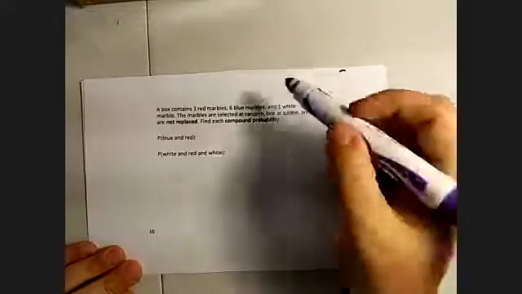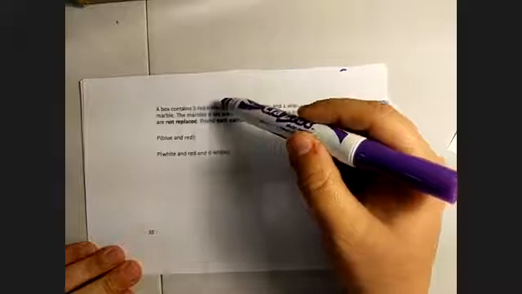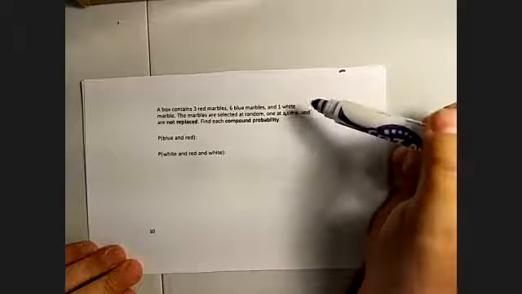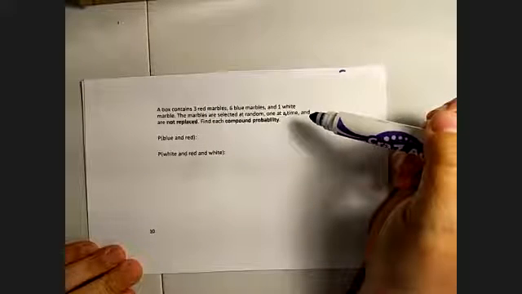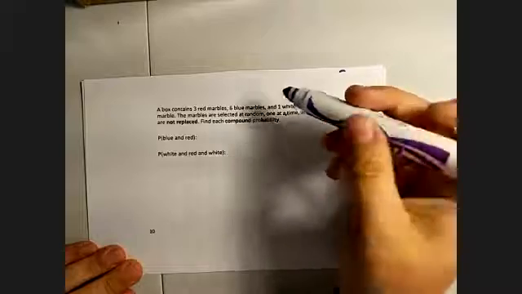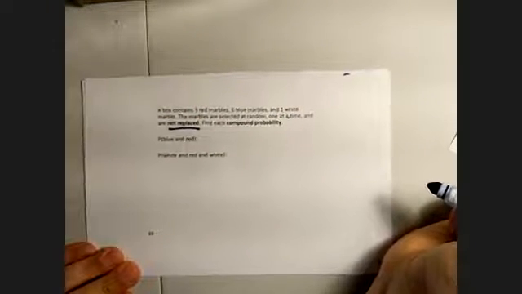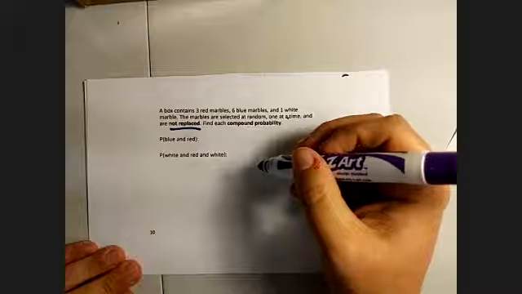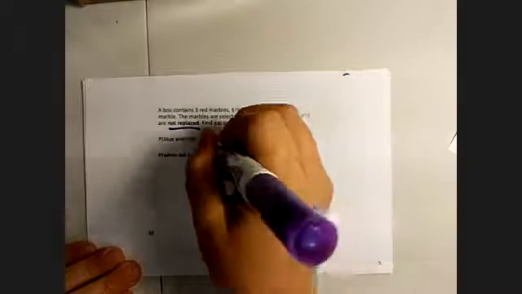Okay. So let's read this. A box contains 3 red marbles, 6 blue marbles, and 1 white marble. The marbles are selected at random, one at a time, but they're not replaced. Okay, that's going to be really important here that I notice that. Find each compound probability. Okay, so if I want to know the probability that I get a blue and a red, I'm going to just deal with this first one here.